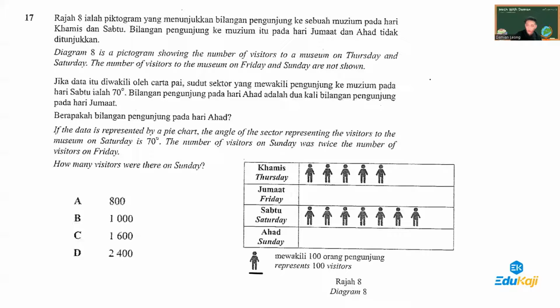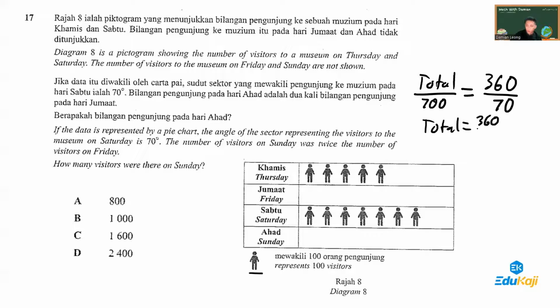So the ratio of the number of visitors, which is your frequency, and the ratio of the angle will always be the same. So the total number of visitors over 700 visitors is equal to the total angle in a pie chart, 360, over the angle for Saturday in a pie chart, 70. So the total is 360 divided by 70 times 700, which is 3,600. So in total, there are 3,600 visitors.